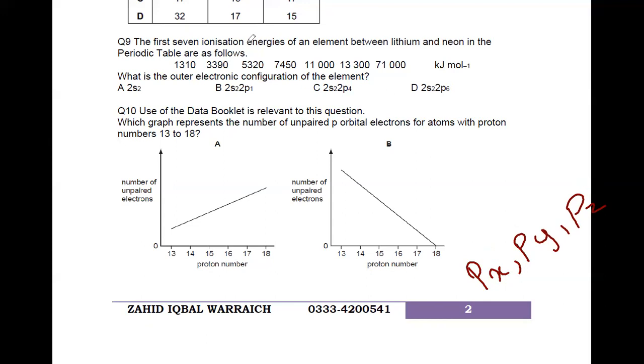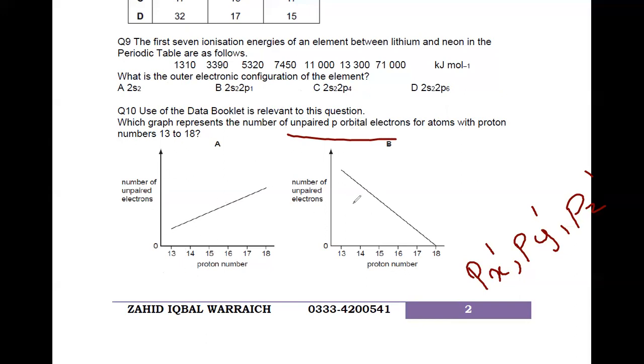So basically, when there is just one electron in x, y, or z, as long as there is only one electron inside it, we call it an unpaired p orbital electron. The electrons in the p orbital are not paired. There's only one electron in the px, py, or pz. Now they're asking which graph represents the number of unpaired p orbital electrons for atoms with proton numbers 13 to 18.